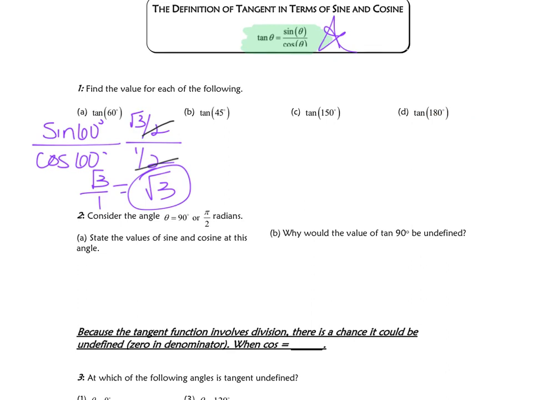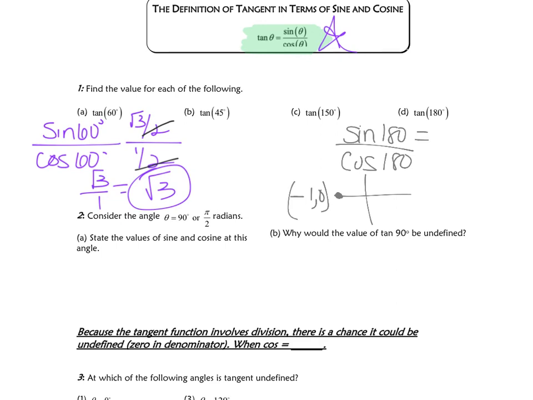Part D is the tangent of 180 degrees. So I'm going to write this as the sine of 180 over the cosine of 180. Now, 180 is not on those three lists that you had to memorize. 180 degrees is right here, correct? Well, what are the coordinates there? If it's a unit circle, it's -1, 0.